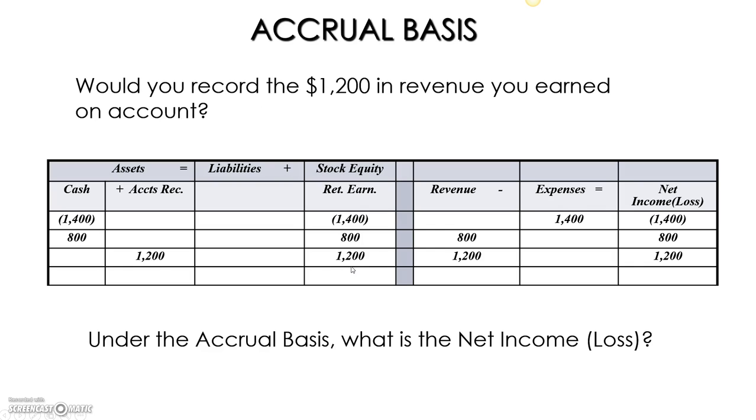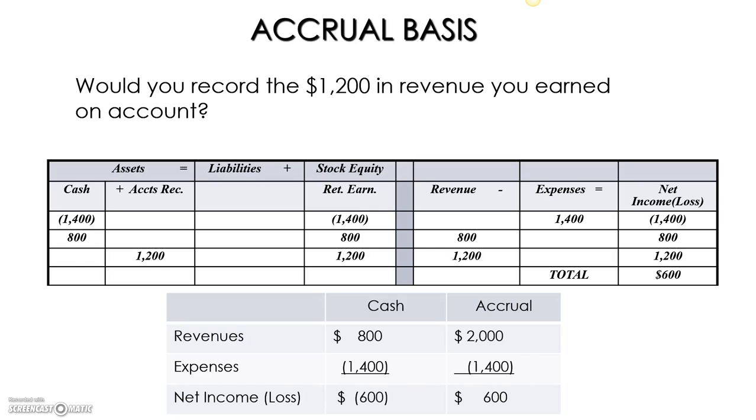So what is the net income or loss you'd record under the accrual basis? Well, under the accrual basis, you'd record a total of $2,000 of revenues against $1,400 of expenses, and you'd actually have a net income of $600. As you can see, a very different picture from the cash basis. Now, it doesn't always work out in your favor this way, but the true question is, what's a better reflection of what actually occurred in February?